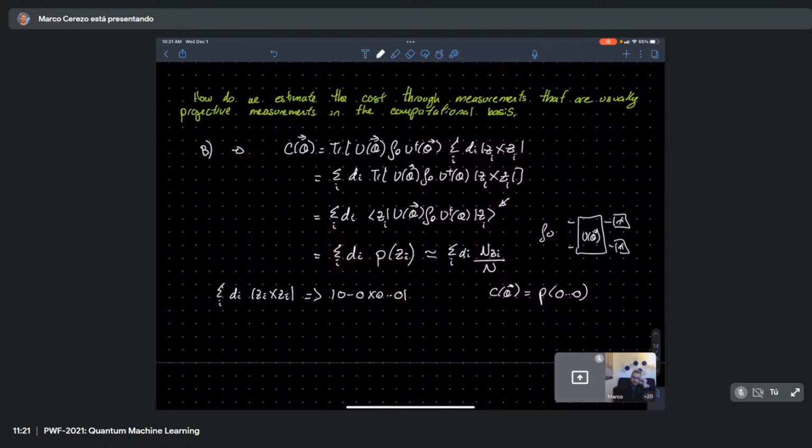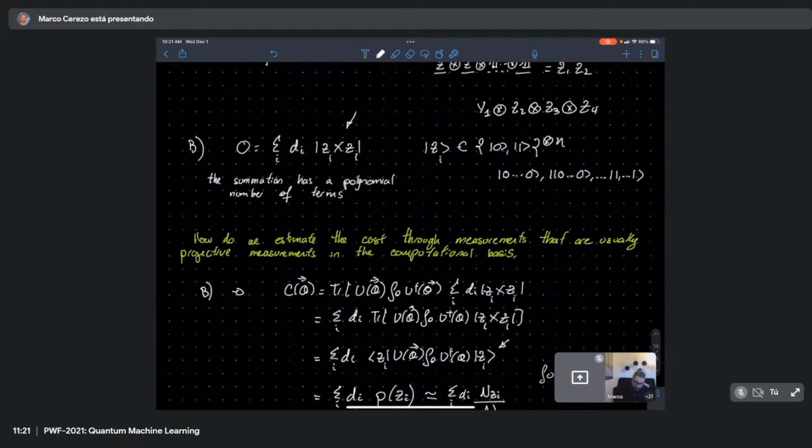But imagine that I don't want to do this. I don't want to just have to measure a bunch of times and try to randomly see how many of those times we get the zero outcome. So the question is, this is not an efficient way to estimate the cost. It is a way in which we can estimate cost functions with operators as in B. There are other ways that we can do this.